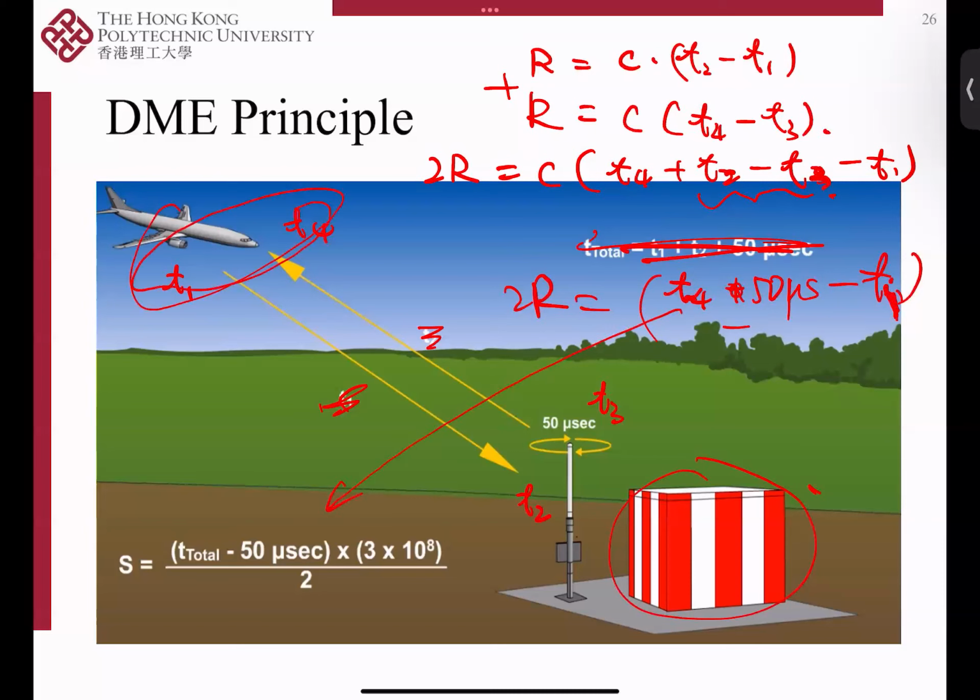So the timing is actually only on our aircraft. We only need to use the clock on our aircraft, because T2 and T3 are already eliminated with each other, and only the difference time is regulated. That the process time is regulated, then it's already okay. So the very important idea is that they only need the clock on our aircraft.